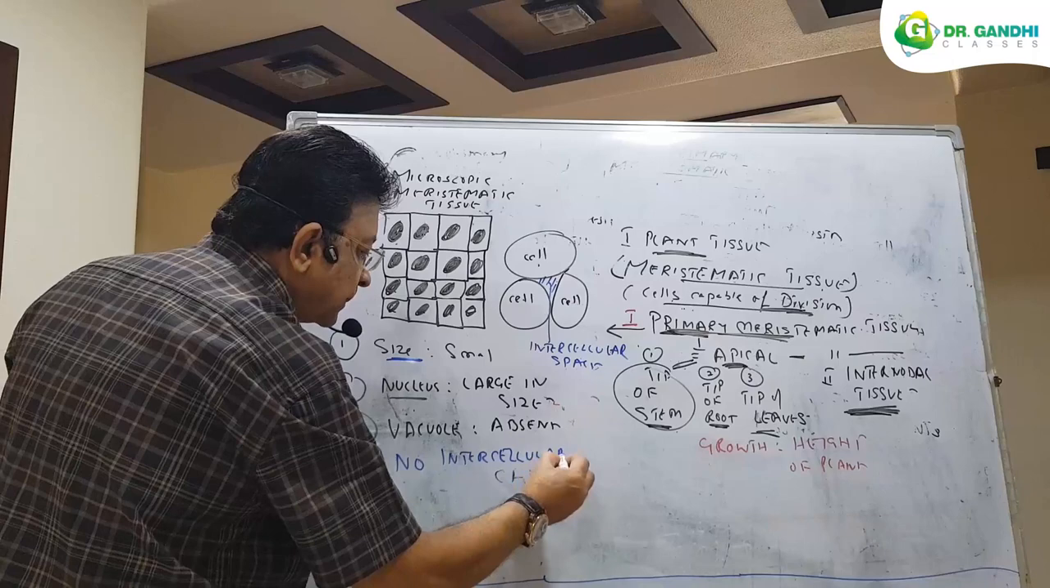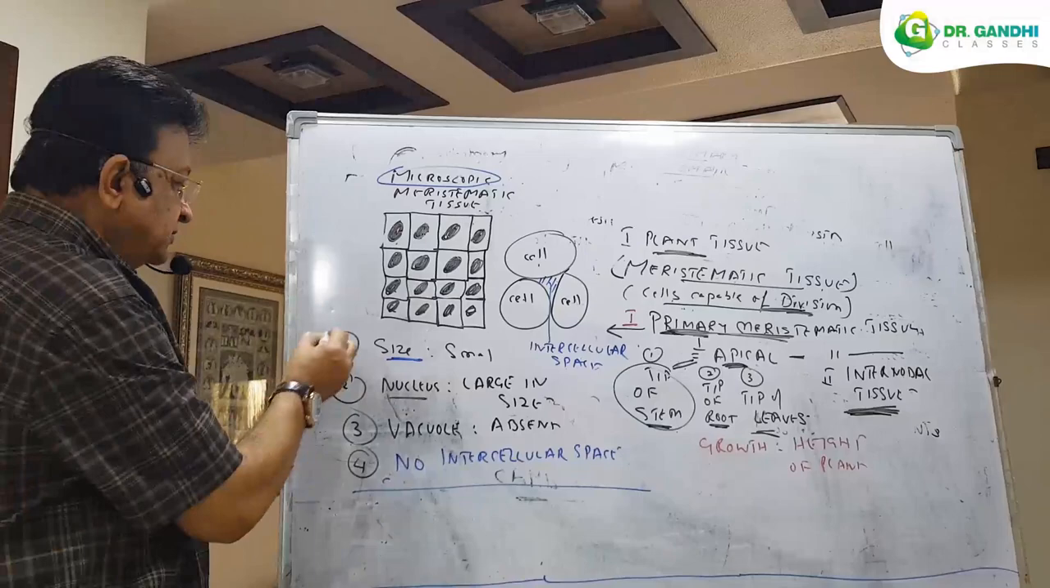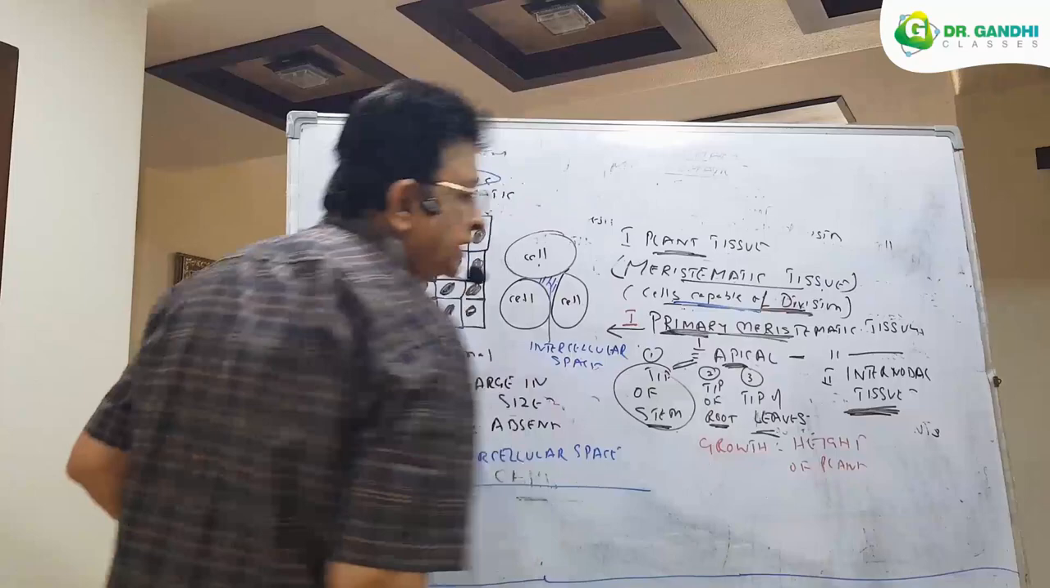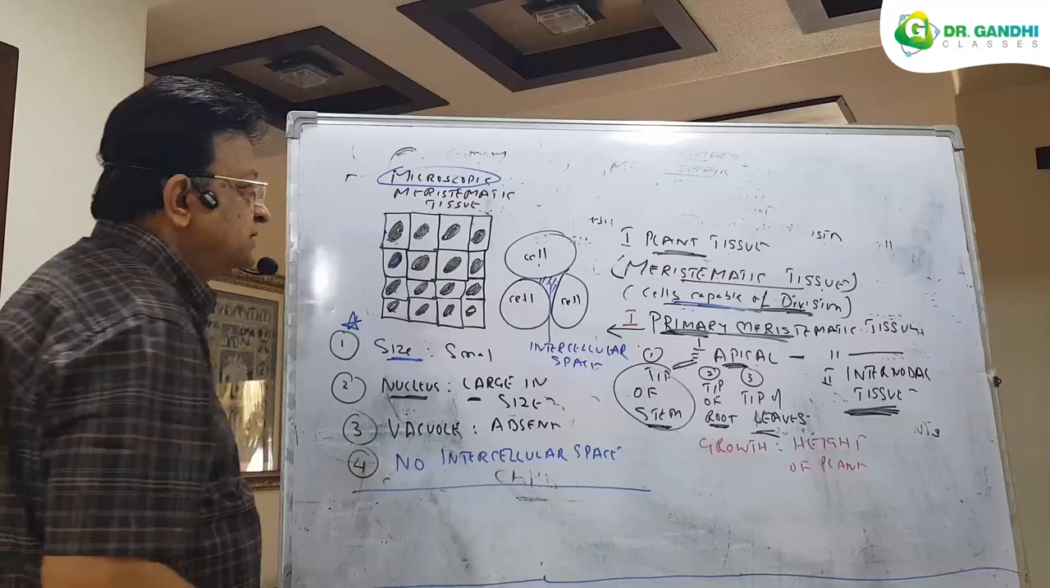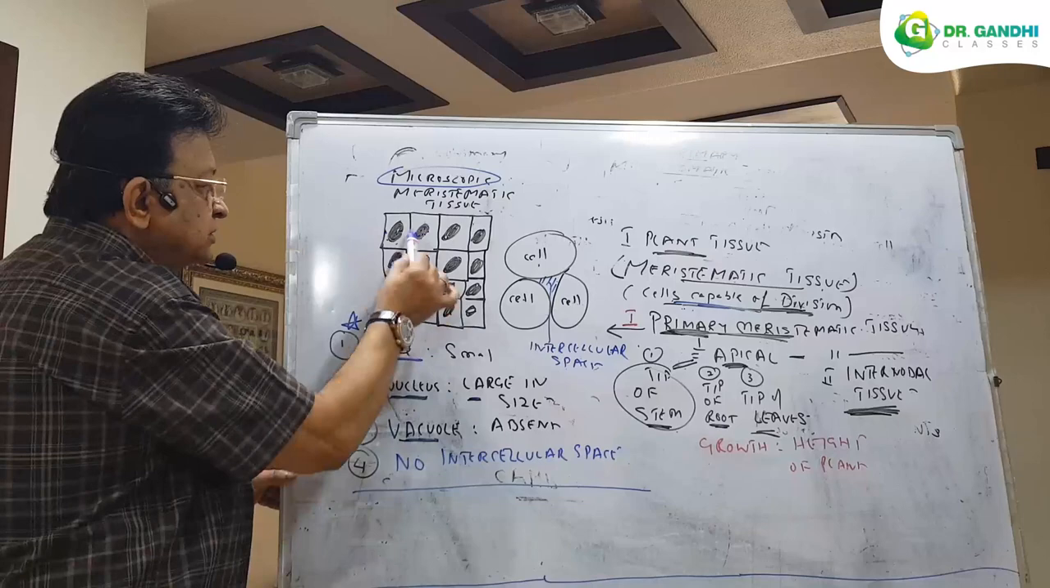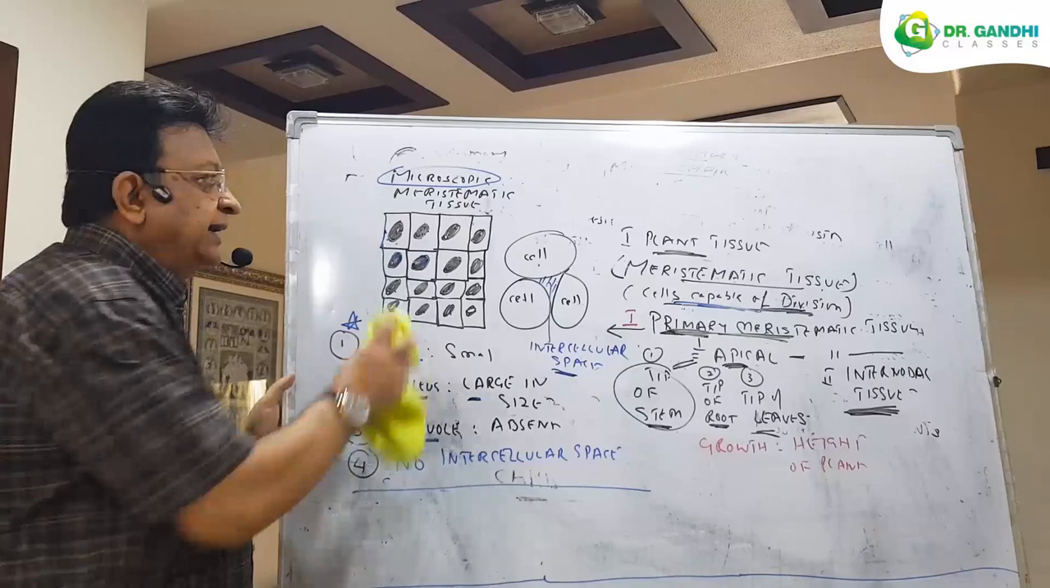So these then are four classic characteristics of a meristematic tissue under the microscope. There are two or three more, but these four are classics. First, the size is small because the cells are continuously in a state of cell division. Next, when they divide, they have to pass on their characteristics to the divided cell, which is present in the nucleus, so the nucleus is large in size. To accommodate the large nucleus, the vacuole is absent. And because the cells are small, they do not have an intercellular space. This then is the first plant tissue known as meristematic tissue.